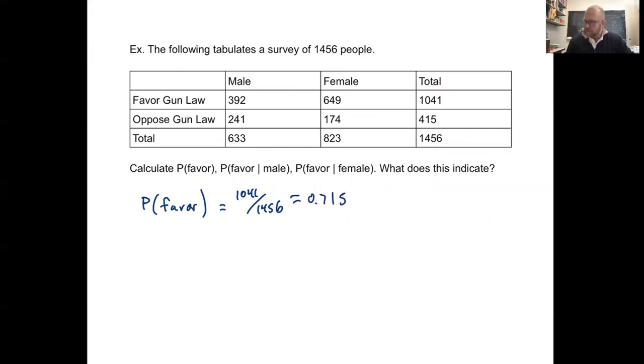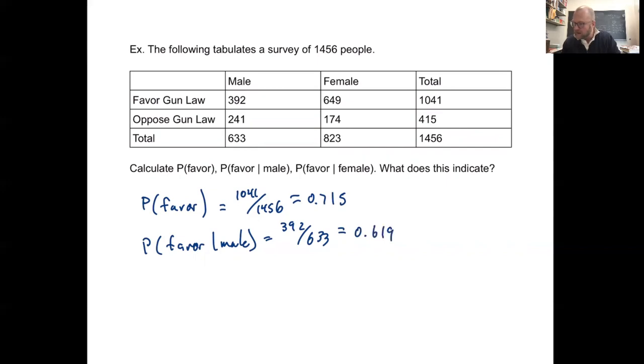0.715. Okay. Then the probability that a randomly chosen male favors that. So for that, we're going to have to be here, so 342 out of the 633. Which you can probably see without actually doing the calculation, is going to turn out to be a little bit different. So about 0.619.